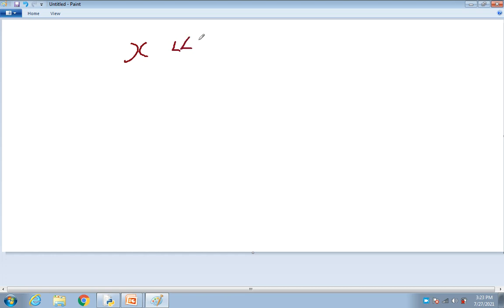Generally it is represented like this: x << n, where x is your value that has to be shifted, and n is the number of shifts. That means how much shift you want to do. So this is the number of shifts.